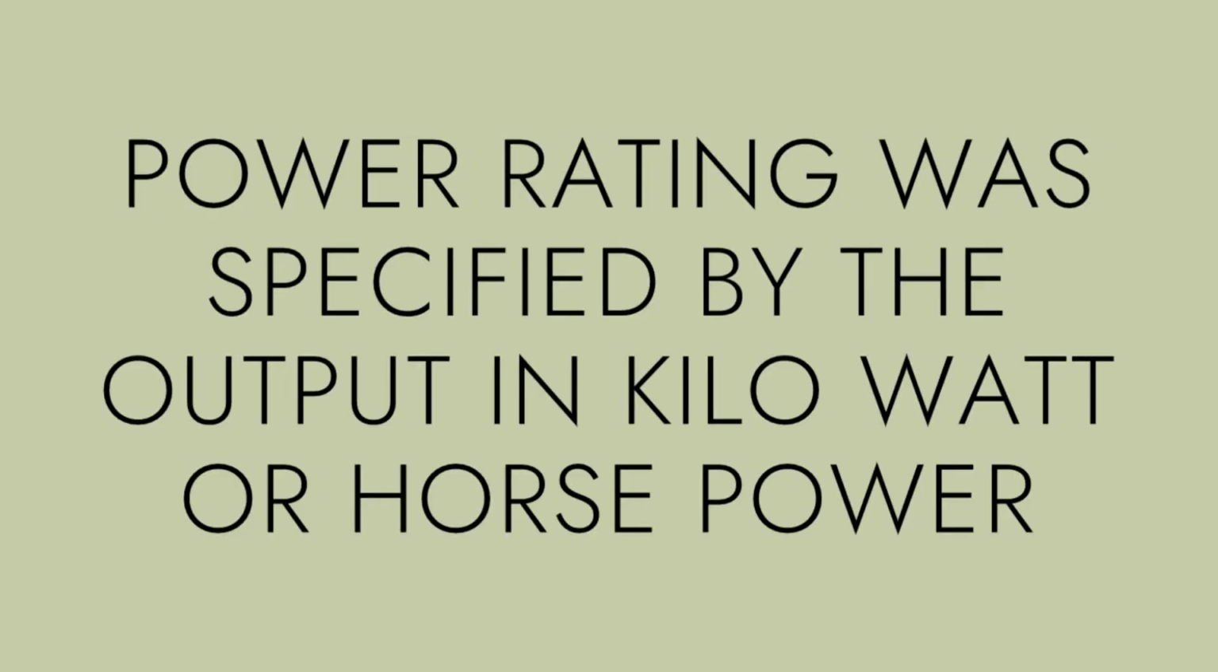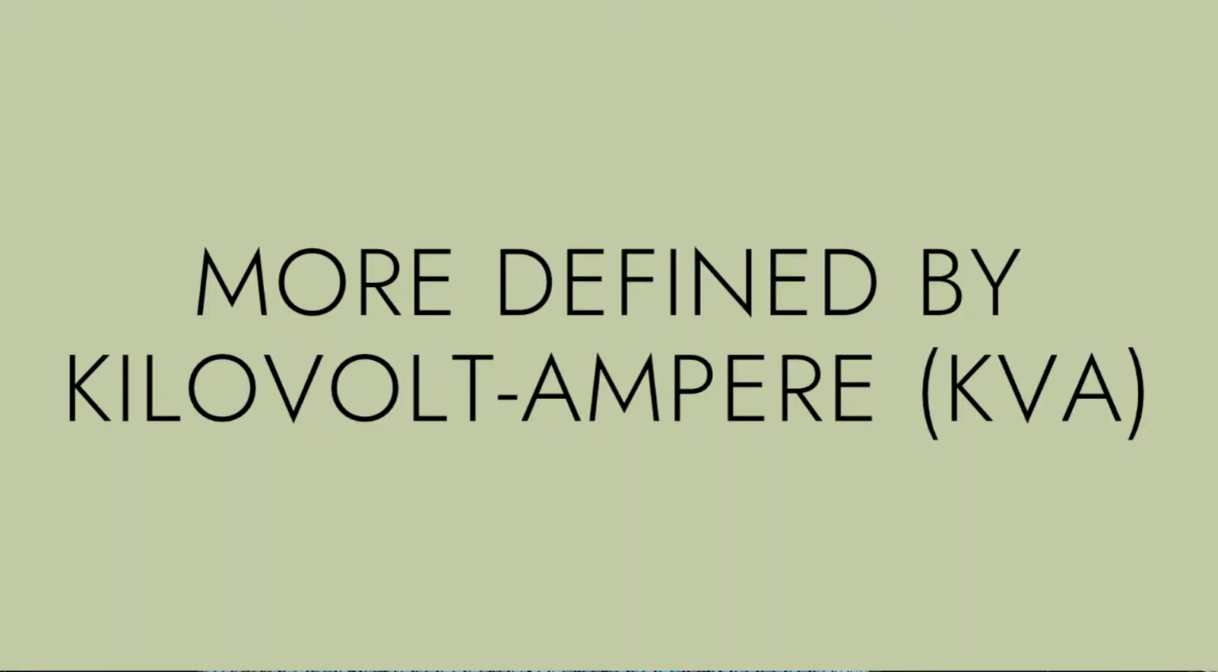When the transformers were developed in the beginning, the transformer power rating was specified in terms of the kilowatt or the horsepower delivered by the transformer. This was as usual with all other electrical equipment like motors or generators. But by around 1920, engineers understood that transformer performance or characteristics are more defined by the kVA delivered and not by the kilowatt of the power handled by the transformer.